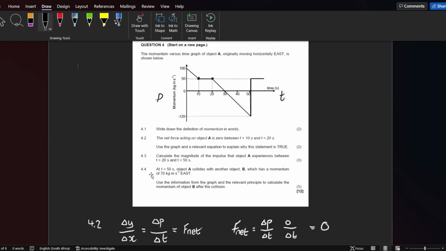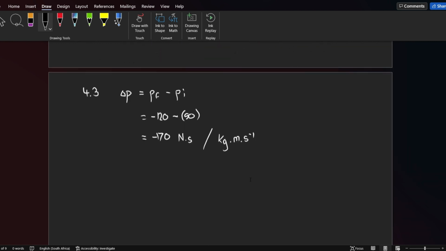Question 4.4. At time equals 50 seconds, object A collides with another object B, which has a momentum of 70 kg meters per second east. So object A, we can see its momentum is negative 120, meaning it's moving west. Object B has a momentum of positive 70, which means it's moving east. They tell that to us. Use the information from the graph and the relevant principle to calculate the momentum of object B after the collision. So they want the momentum of object B after the collision, and they want us to use the graph and a principle to calculate this momentum.